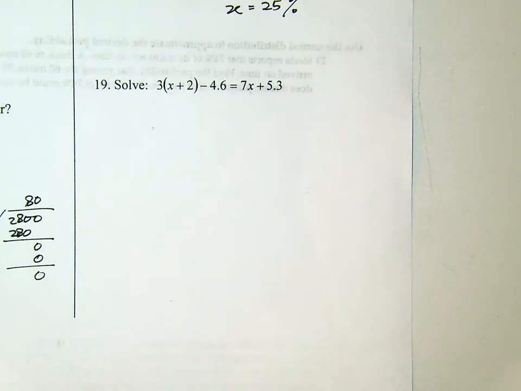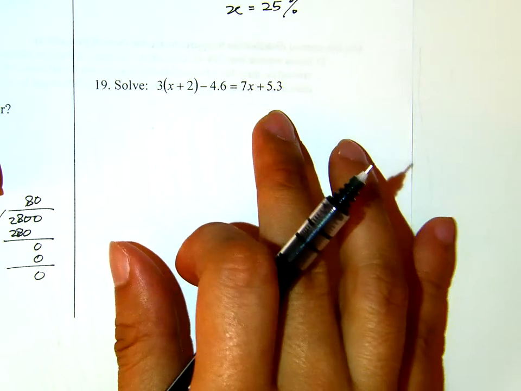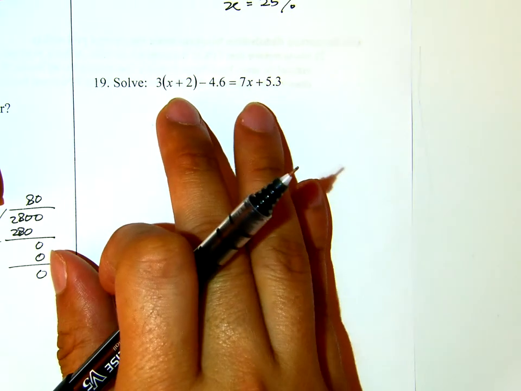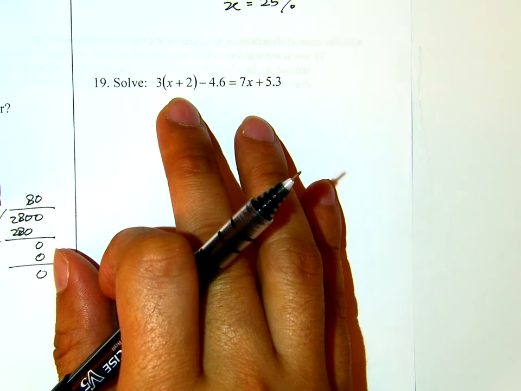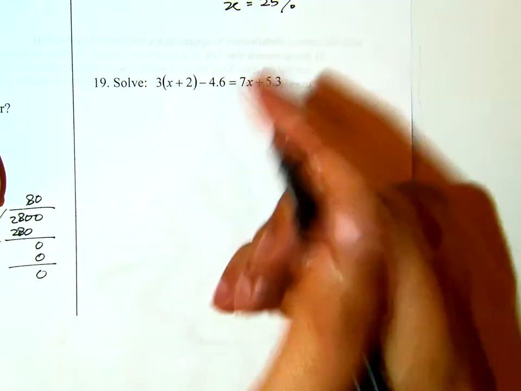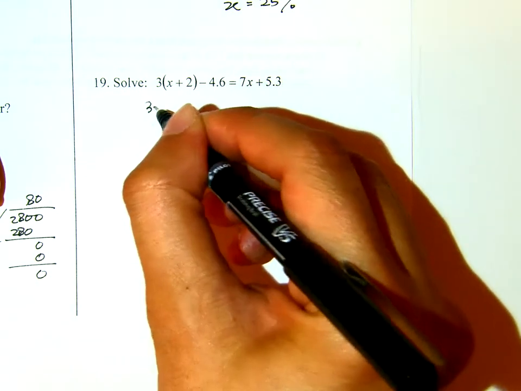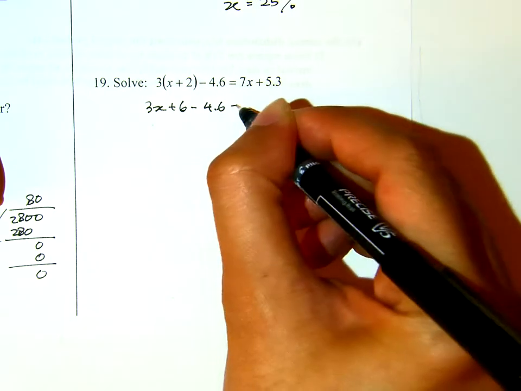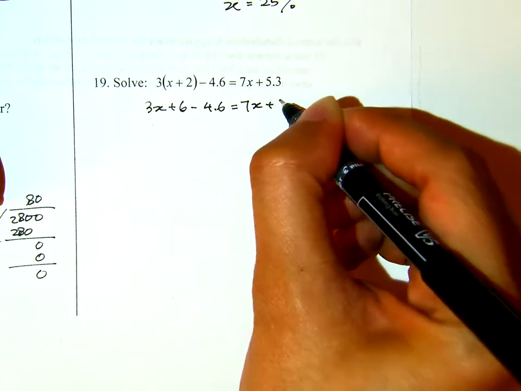The following is for 2010 Math 112 Test 3, number 19. In this question, we will solve this equation. As you can tell, because we have a grouping symbol that we cannot combine like terms in, we will do distribution first. Okay, then there will be 3x plus 6 minus 4.6 equals 7x plus 5.3.